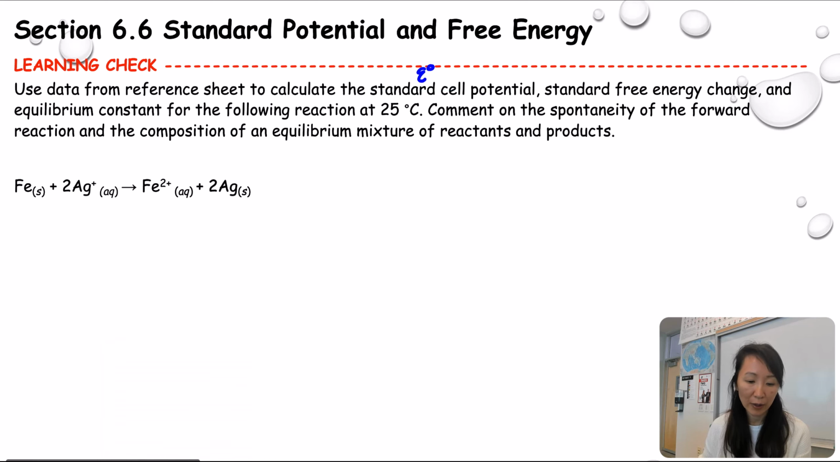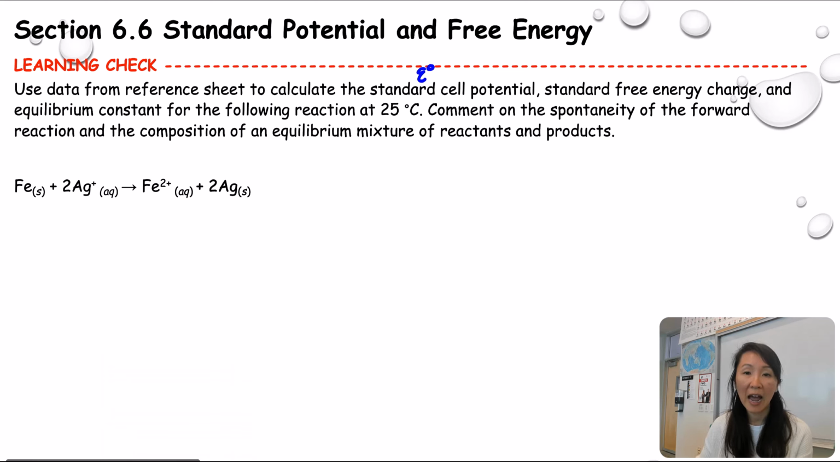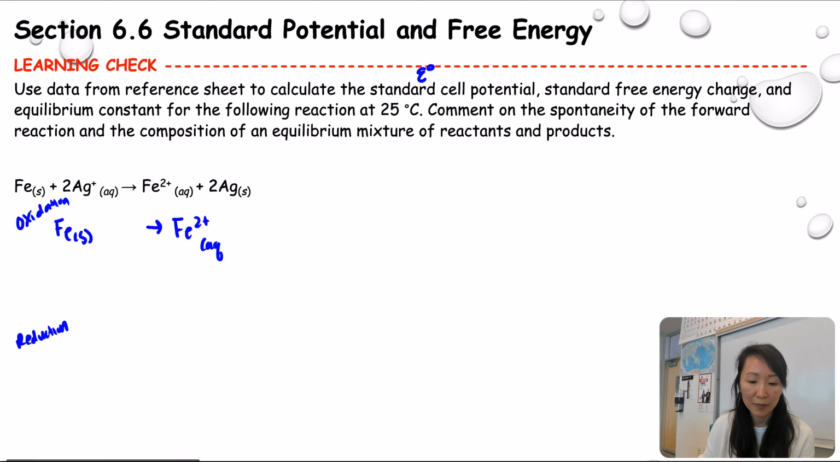of this equation over here. So the oxidation and reduction half reaction is as follows. So oxidation and reduction on the bottom. Oxidation is where iron solid forms into iron 2 plus aqueous. The oxidation number for iron solid is 0, and for Fe2 plus, it's 2 plus.